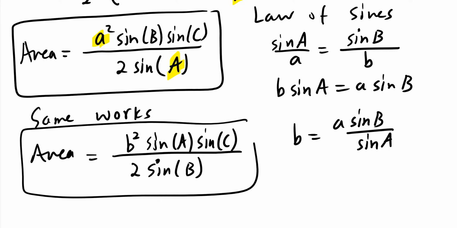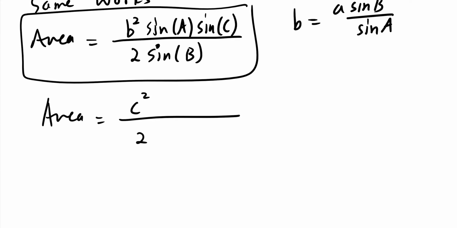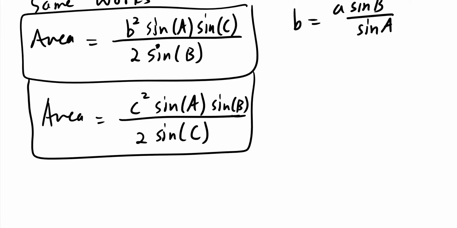That's another one. What about if c is given? Well, small c given, always 2 here, and sine C must match. Since there's c in the denominator, we do sine A, sine B. Okay, so this is another formula to find the area of the triangle using trigonometry.